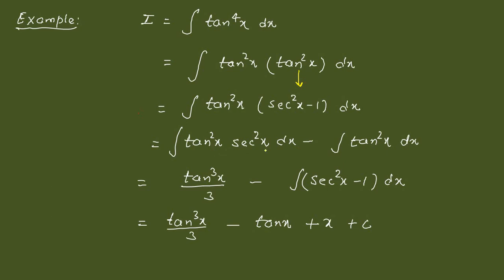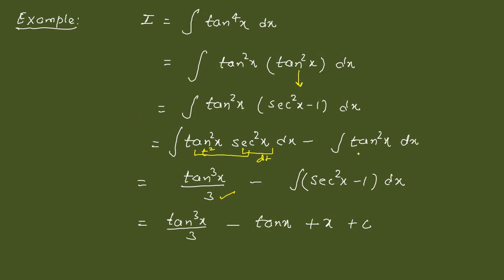So the integration of tan square x sec square x can be done by substitution, and so we will have tan cube x by 3. Because when you substitute t is equal to tan x, the derivative is sec square x dx, so this whole will be dt, and so t cube by 3 is the integral.